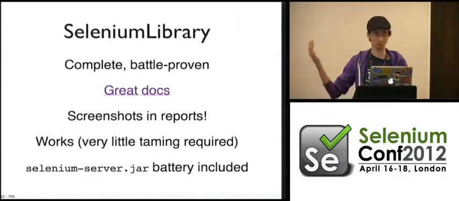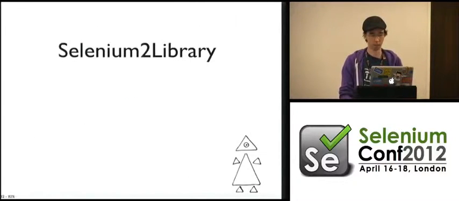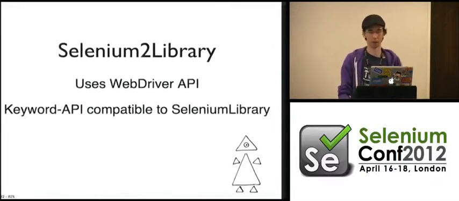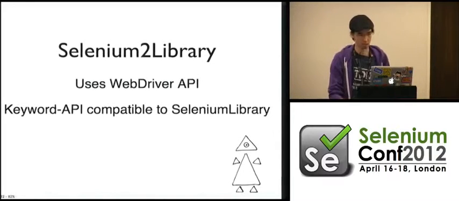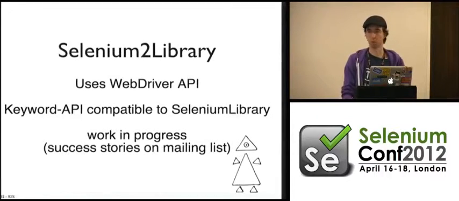And the Selenium server jar is included in the Python package, so you don't even need to download that. If you want to, you can specify which Selenium server jar to use on the command line. This is a fork of that, the Selenium 2 library that uses the WebDriver API and aims to be keyword API compatible, so you can swap it in if you have any old Robot Framework tests lying around. That's work in progress, but people on the mailing list are reporting success stories with the Selenium 2 library.